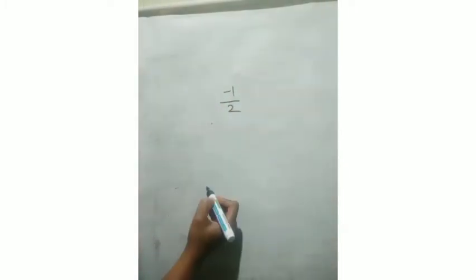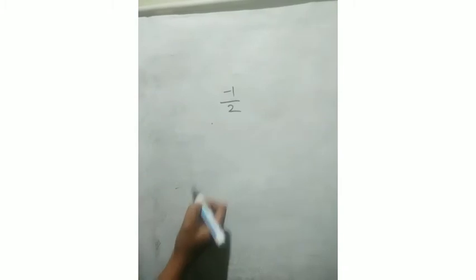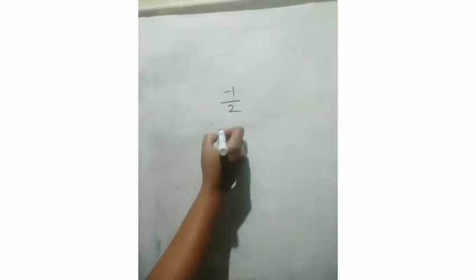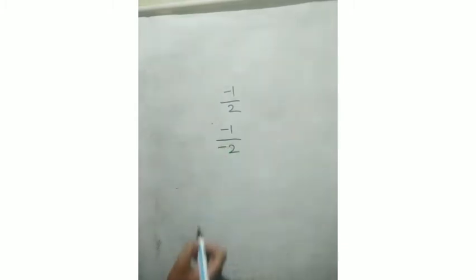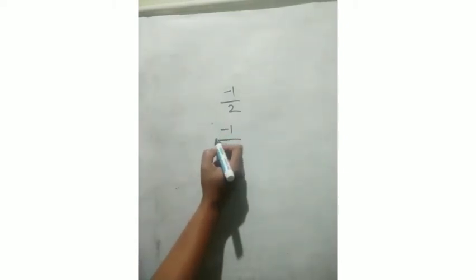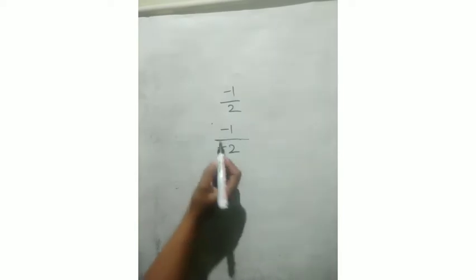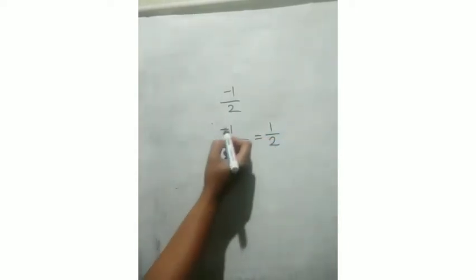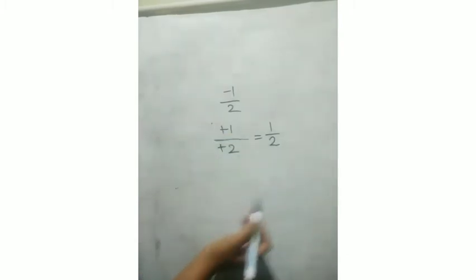Here we can go through some rational numbers. Examples: negative 1/2 is a rational number. It's a negative rational number, because here you can see negative 1. And negative 1/negative 2, is it a negative or positive rational number? We all know that if we are dividing both numerator and denominator by a negative, the value will be positive. Negative and negative will be positive.